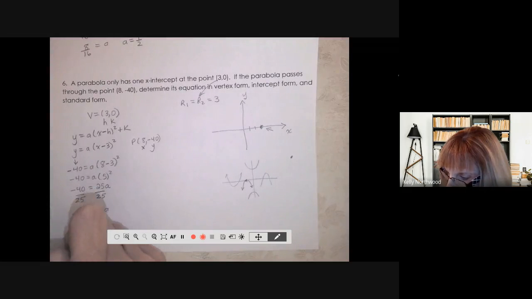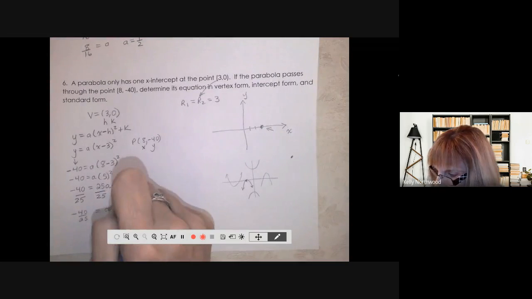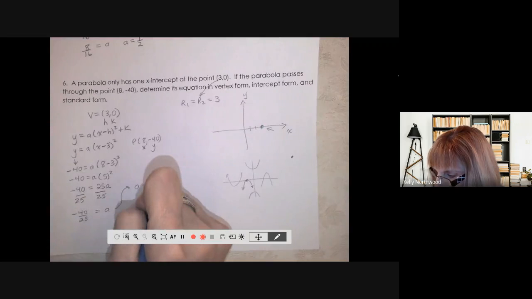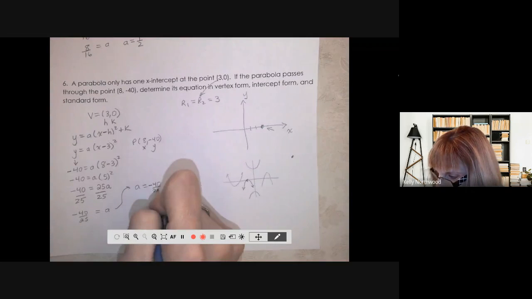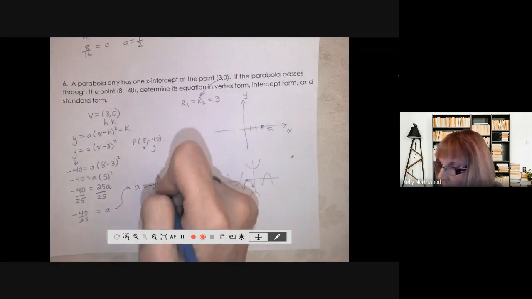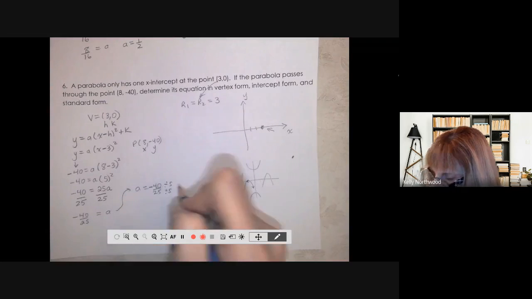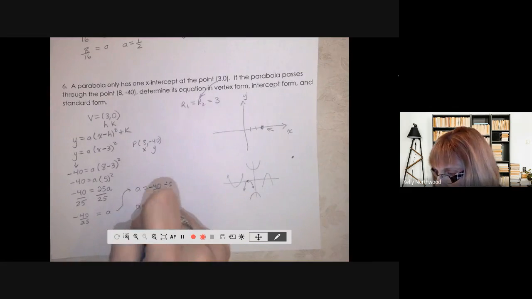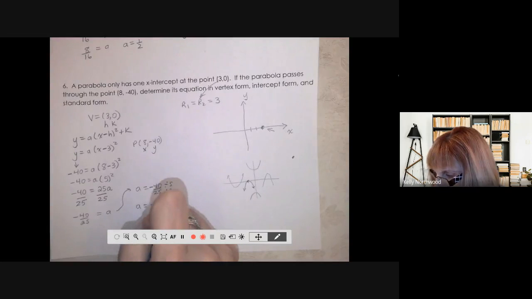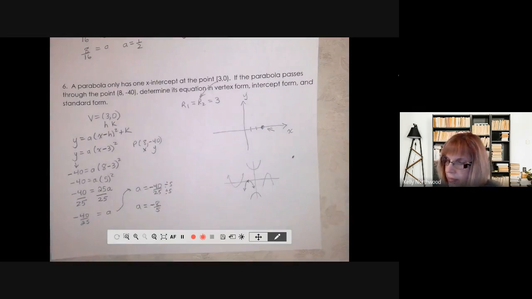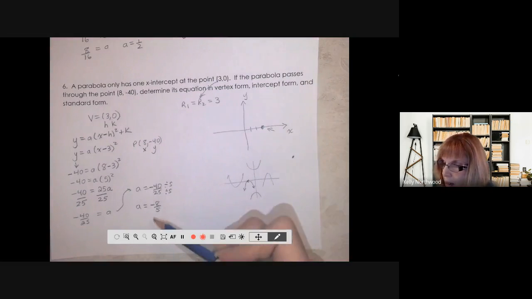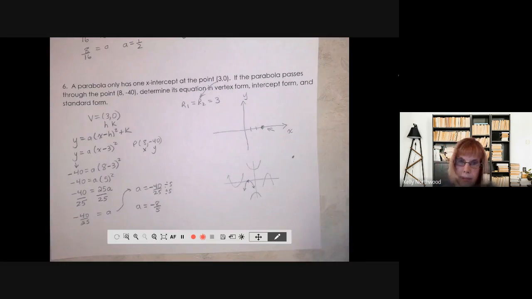And then we're going to need to reduce here. So you can see if it's a perfect decimal if you like, which I'm sure it will be. Or we can divide top and bottom by 5 because you can see that they both end in either 5 or 0. So negative makes sense, and negative 8 over 5 is our a value.